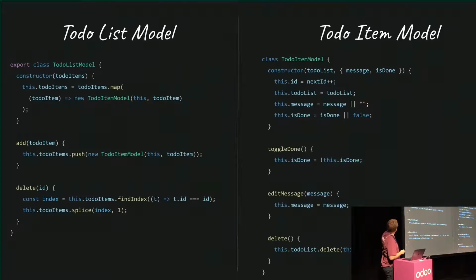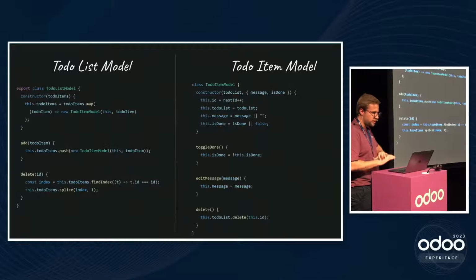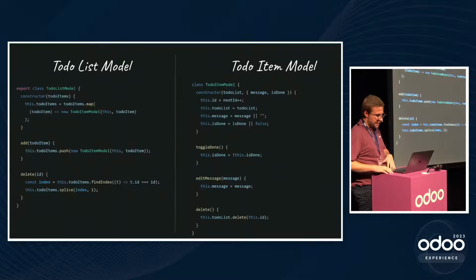So for the ToDoList model, I just create the list at the beginning in the constructor, and after I give 2 points of API, a way to add an item and a way to delete it. And in the ToDoItem model, it will manage how you can edit the message, how you can pass the to-do as done, etc. So you don't need to care about it anymore in your component. You just need to care about the human interaction, and the displaying will be done by Owl.